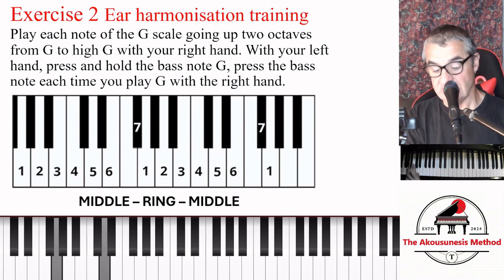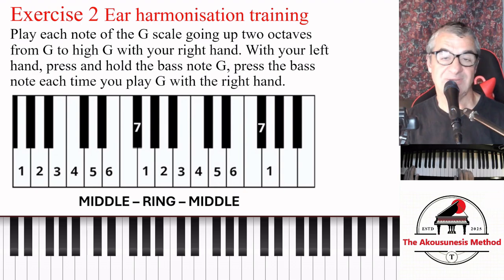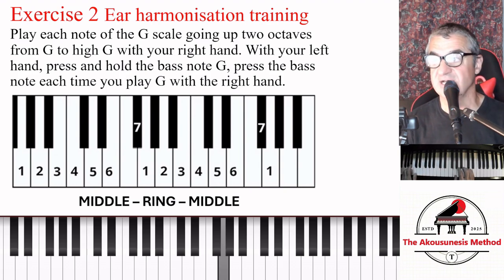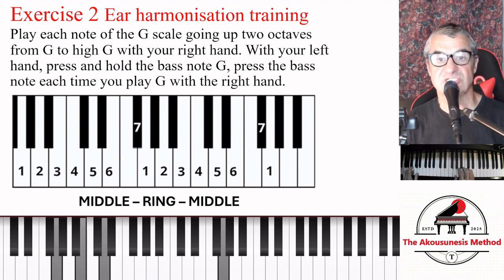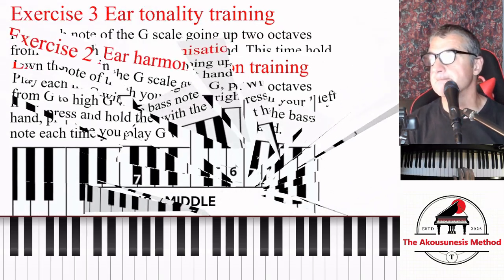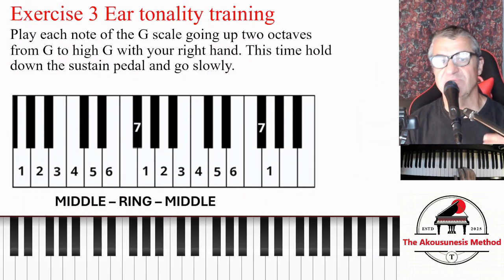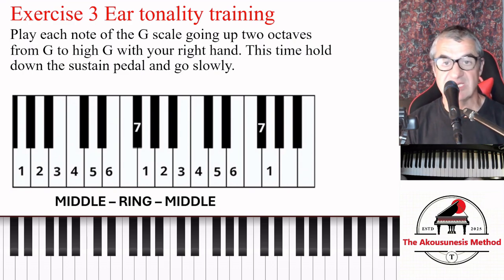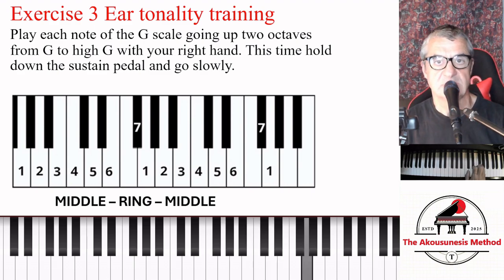So the bass hand is holding that. Now we can play it up here too, a chord, and do the left hand. And we're just holding the G down, okay? So that's harmonisation training. Tonality is when we're hearing a key, you know, a singer was singing key. So with tonality training, what we want to do is just hold down the pedal. We're just getting ourselves familiar with the key, that's all.